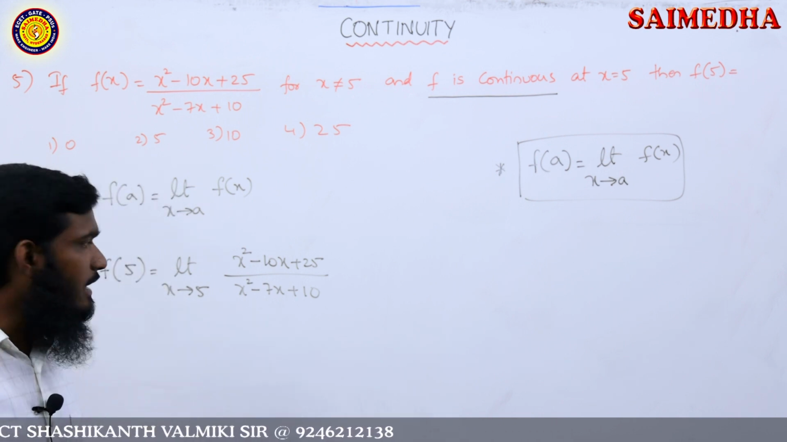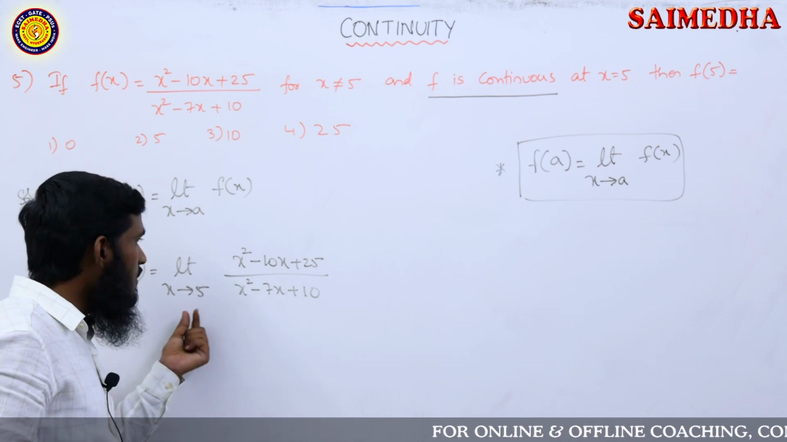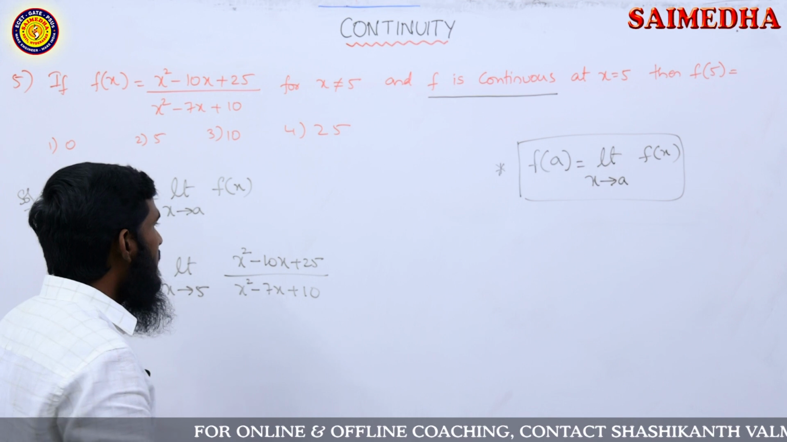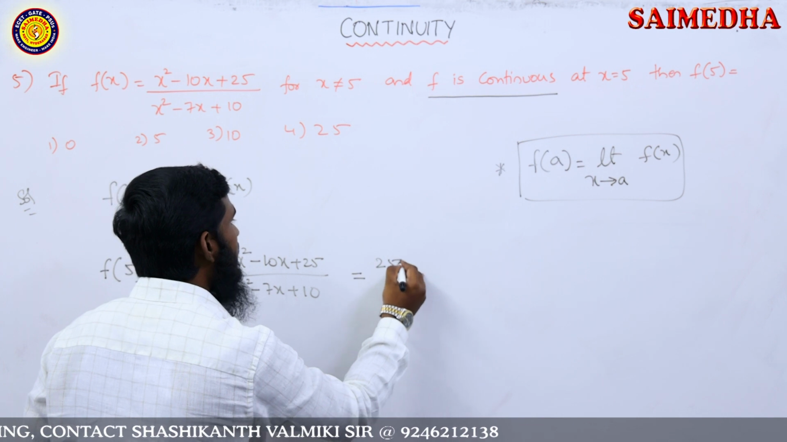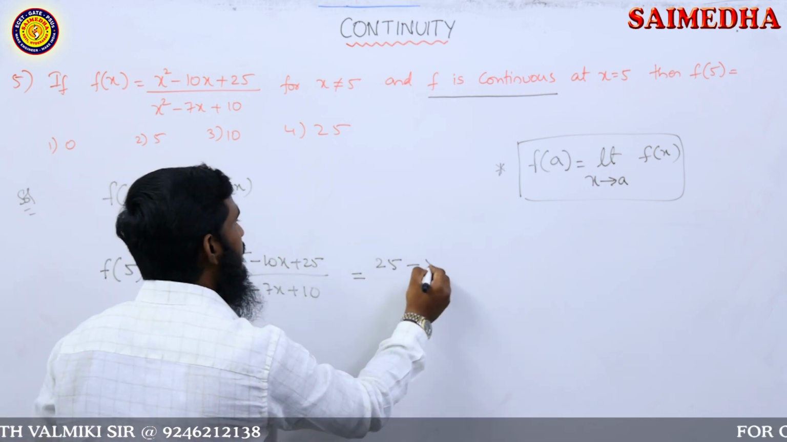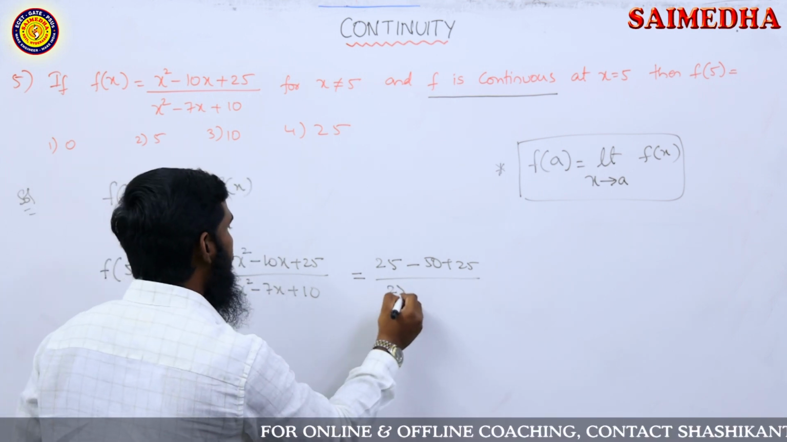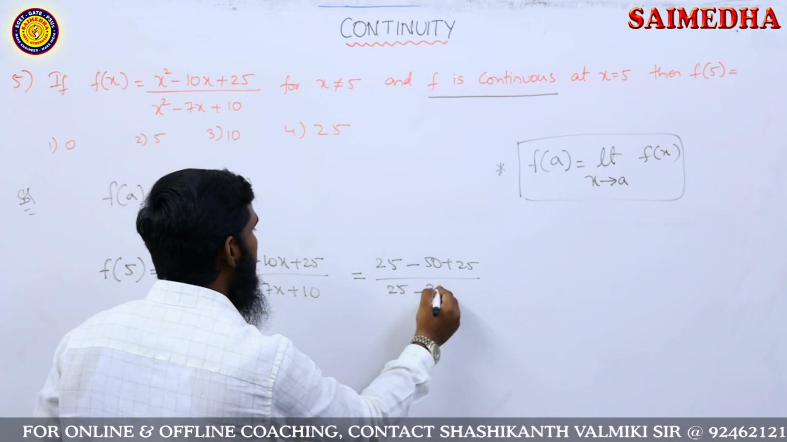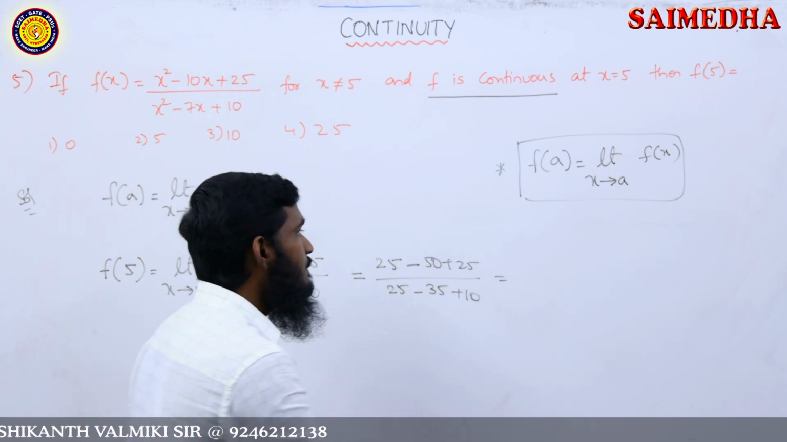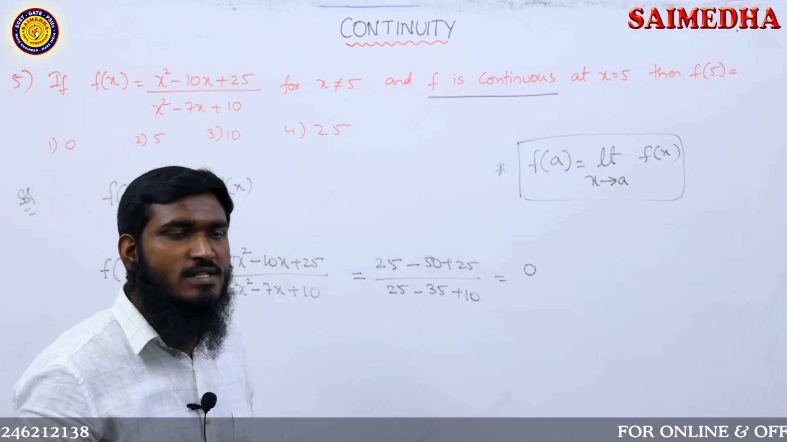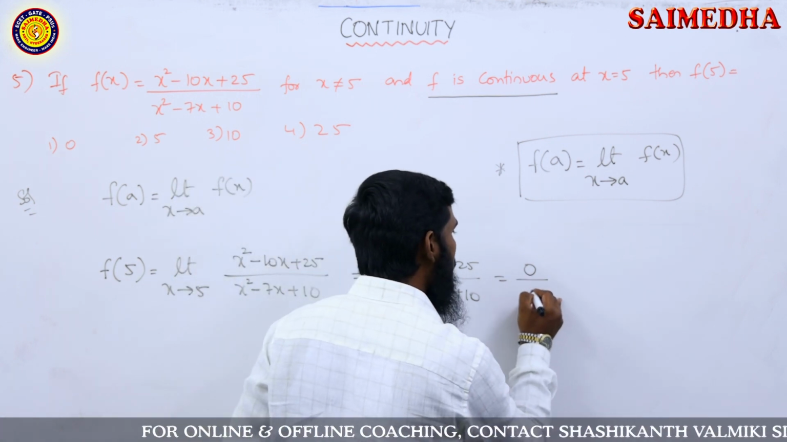Whenever we are applying the limits, in the place of x we have to substitute 5. If you substitute, 5 square is 25, minus 10 fives is 50, plus 25, divided by 5 square is 25, minus 7 fives is 35, plus 10. 25 plus 25 is 50, and 50 minus 50 means the numerator equals 0. Then 25 plus 10 is 35, and 35 minus 35 is 0. The denominator is also 0.